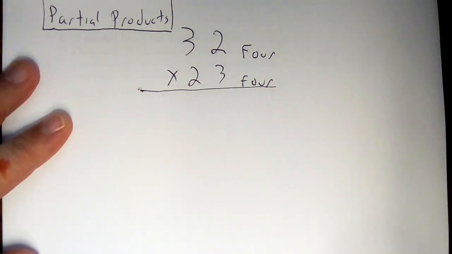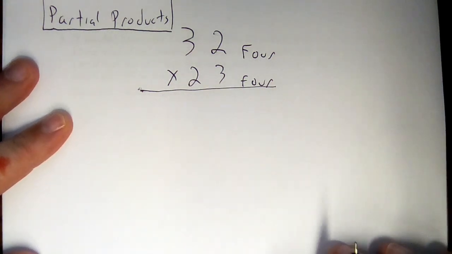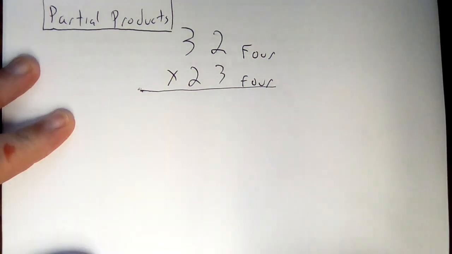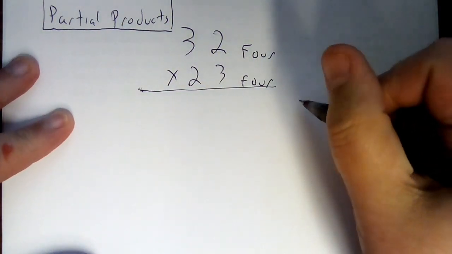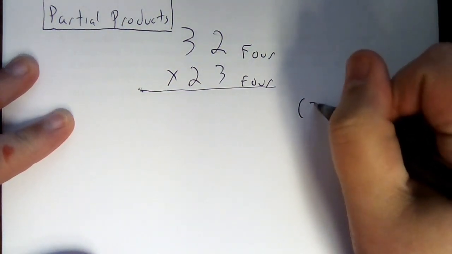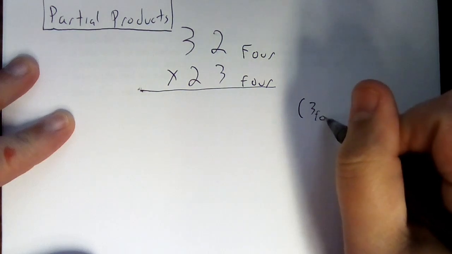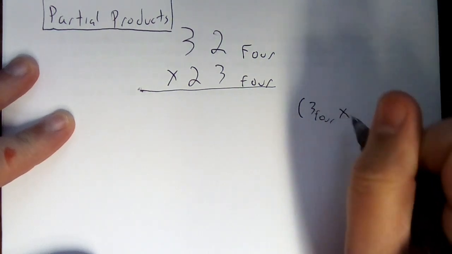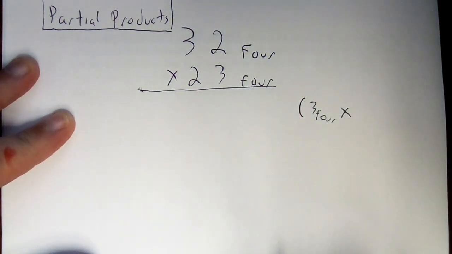Suppose I want to multiply these two numbers using partial products. The first thing I'll do is list all of my partial products on the side. Remember that when we're listing our partial products, we are keeping track of the place value. We're respecting the place value of each of our numbers.